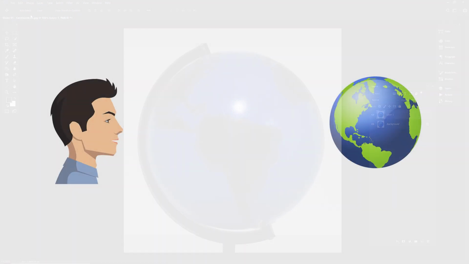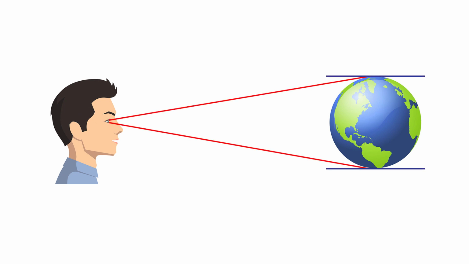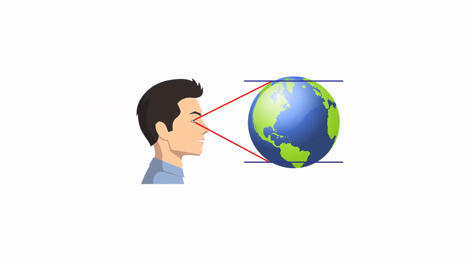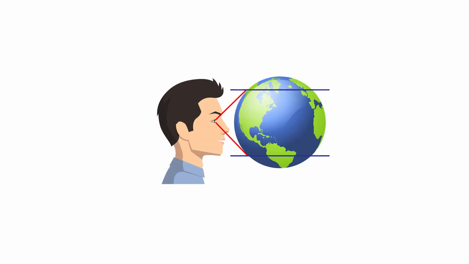Let's get little Johnny to help us out to understand. You can see that at this particular distance, Johnny can see the whole globe. Let's move Johnny and the globe in closer together. With the very tight distance that we now have, the continents now appear to be bigger to Johnny because a portion of his field of view of the globe has disappeared behind the curve.